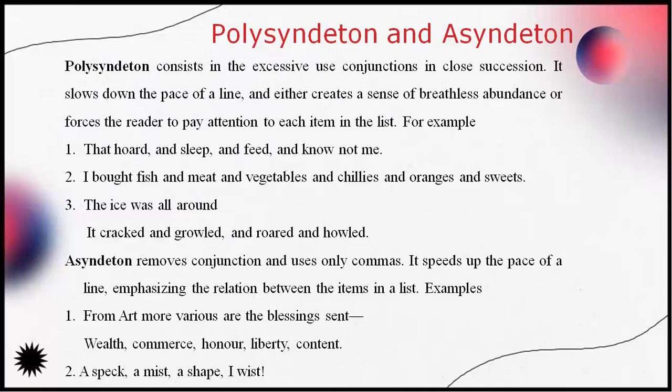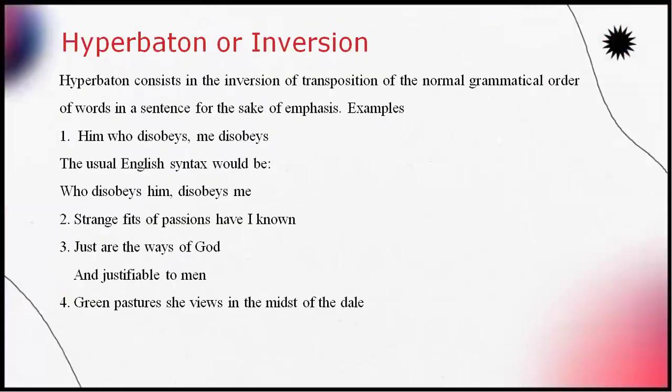Asyndeton removes conjunctions and uses only commas. It speeds up the pace of a line, emphasizing the relation between the items in a list. For example, from art, more various are the blessings sent, wealth, commerce, honor, liberty, and content. Next example is a speck, a mist, a shape, I wist. Okay, so I hope you will understand both of the differences.